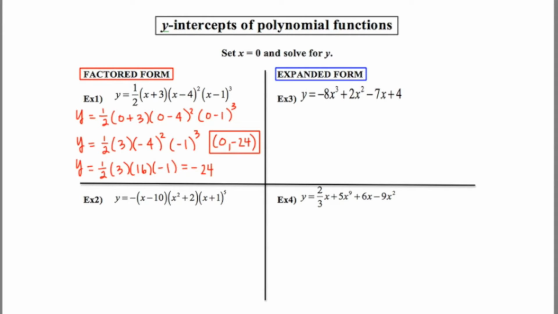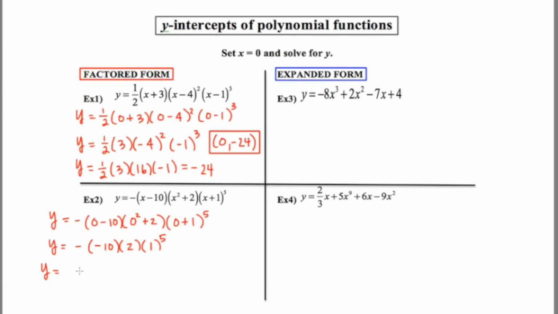Okay, moving to example 2. We have another polynomial function in factored form, and I want to find the y-intercept, so I'm going to replace every occurrence of x with 0. In the next step, I'll clean up each of those factors on the inside. 0 minus 10 is -10. 0 squared plus 2 is just 2. And 0 plus 1 is just 1.